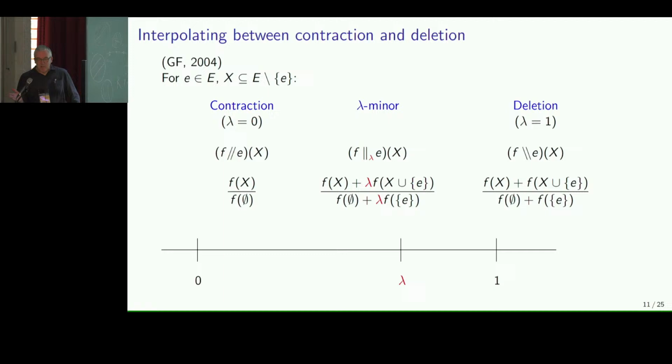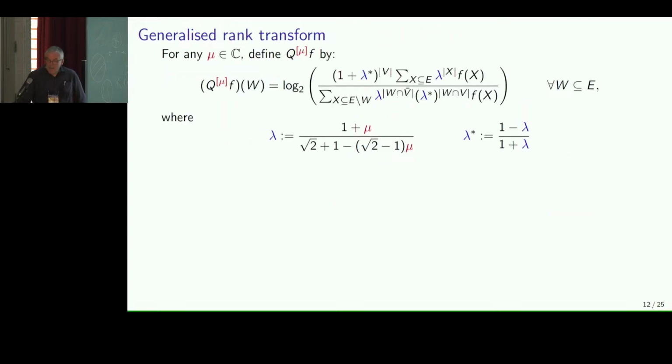I've sort of put lambda in the unit interval in this picture as a kind of scale that you can use to interpolate between deletion and contraction, but you can go much more. You can basically use any complex number as a parameter, and you'll get a reasonably well-behaved minor operation. There's a rank transform that goes hand in hand with this minor operation.